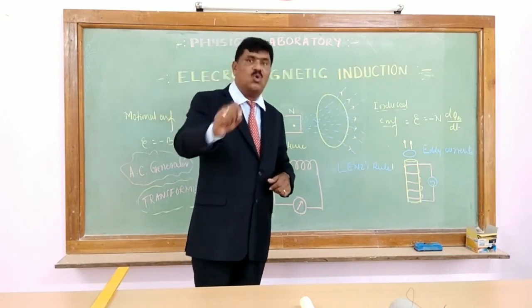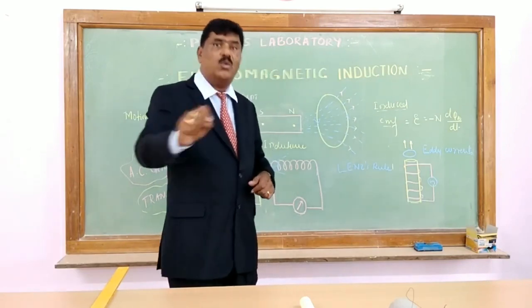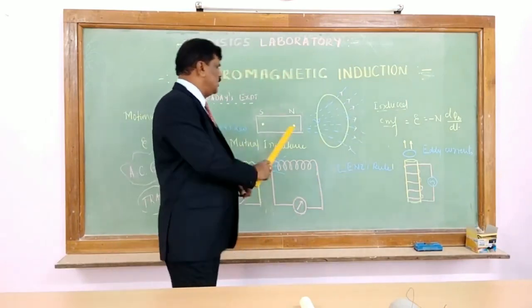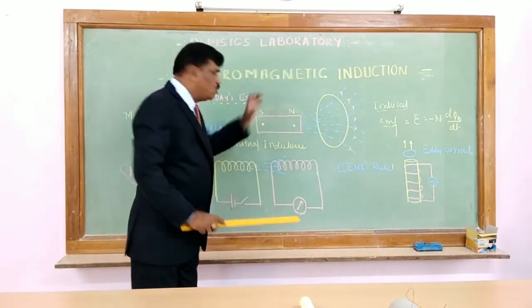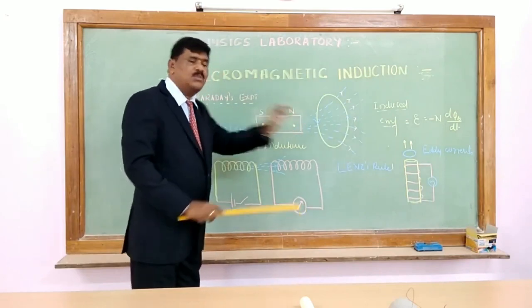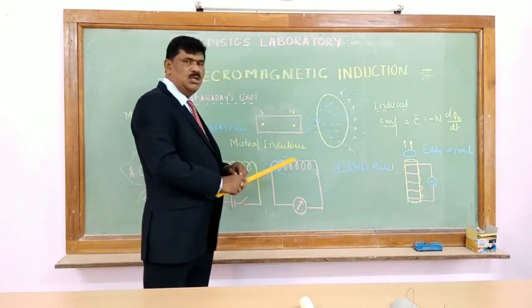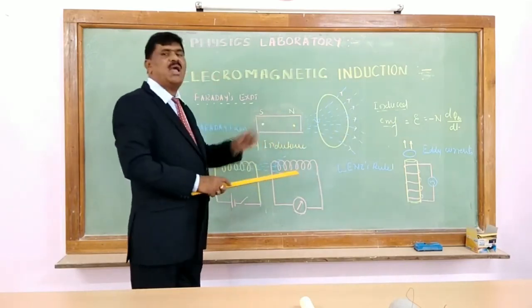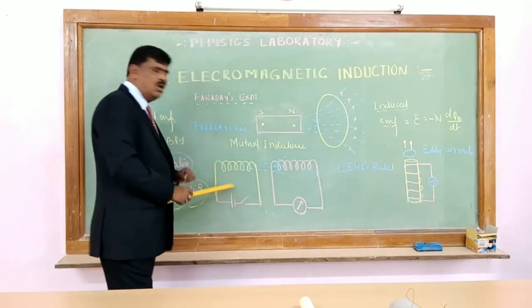The induced current flows in such a way that it always opposes the cause that it has produced. Okay? In the first case, what is the cause? What is the cause of the induced current here? The cause of the induced current is the motion of a magnet towards a stationary coil, or the motion of a coil towards a stationary magnet. And here, what is the cause?